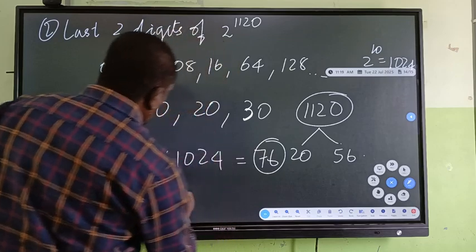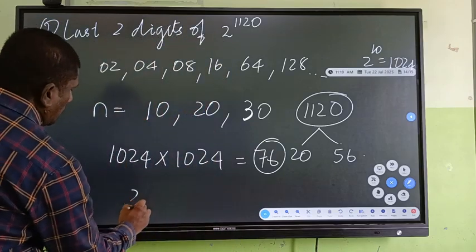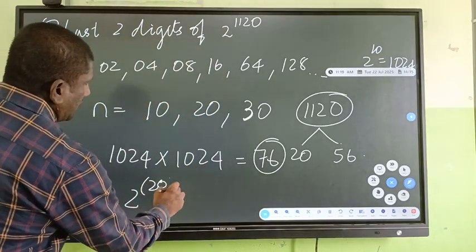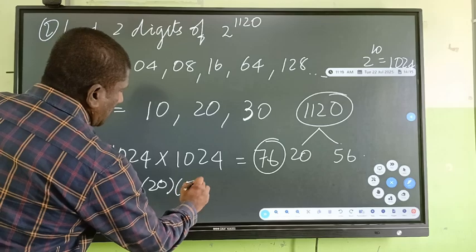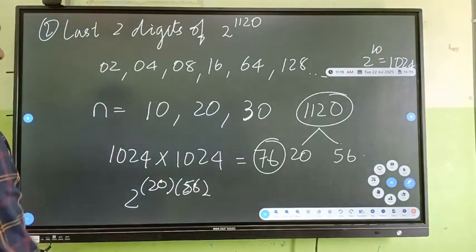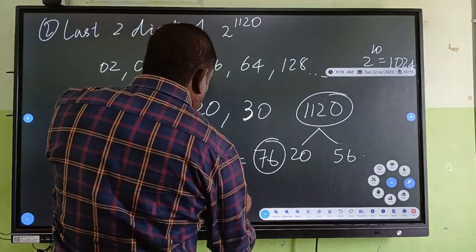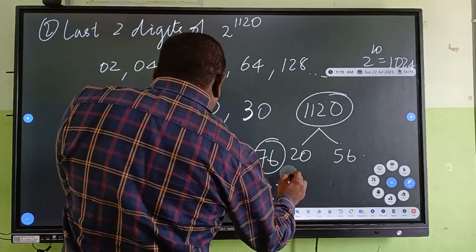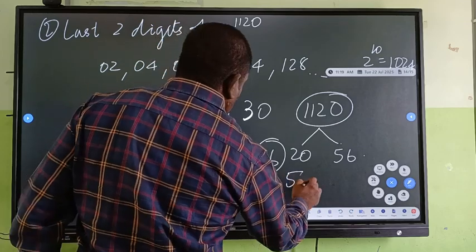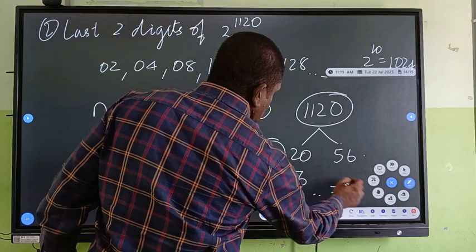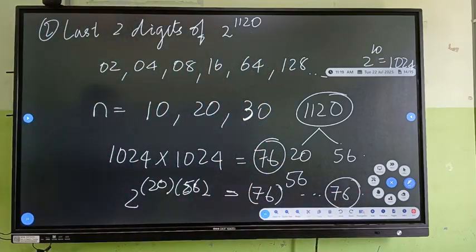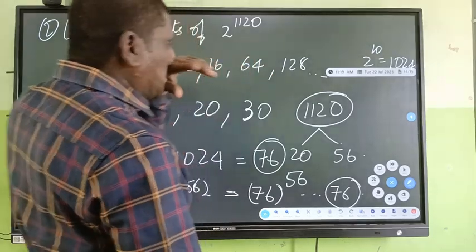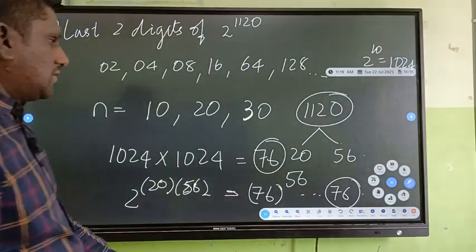So this is 2 power 20 into 56, right? So 2 power 20 is 76. 76 power 56 will always be what? 76. So the answer for this number is 76. So you have to find out this 2 power thing and then you can convert it into the rest of the digits.